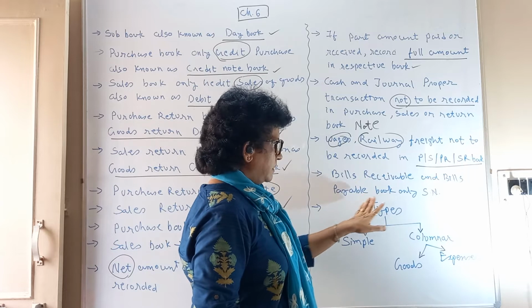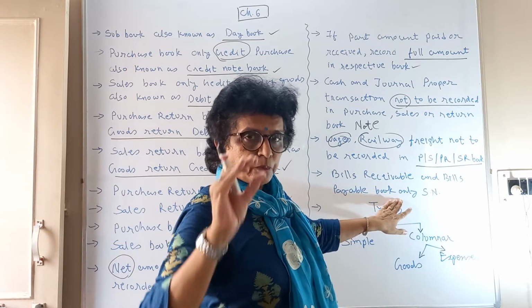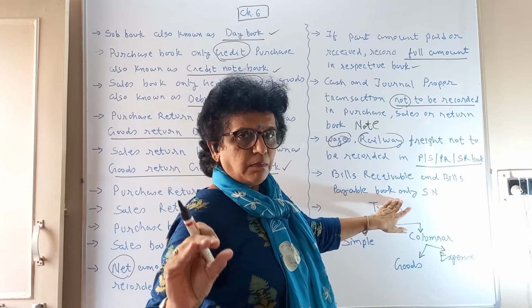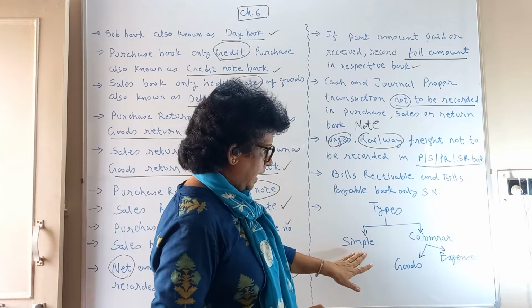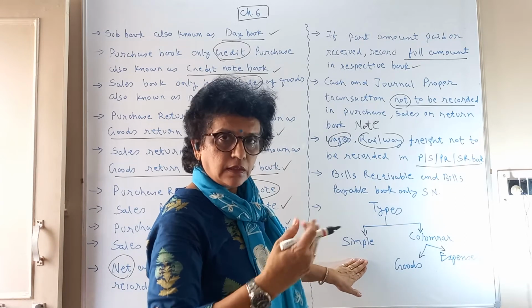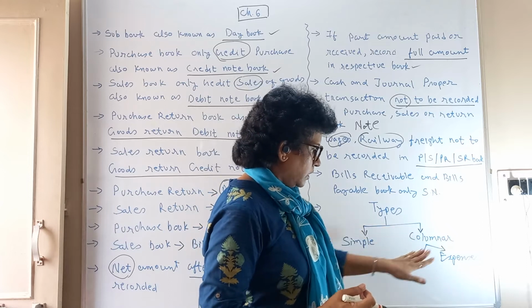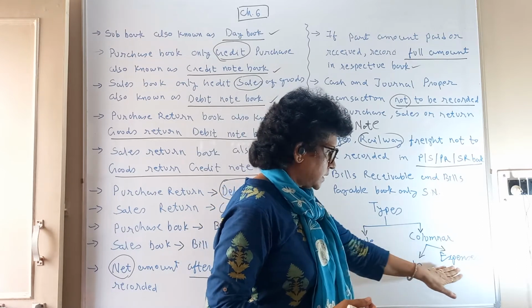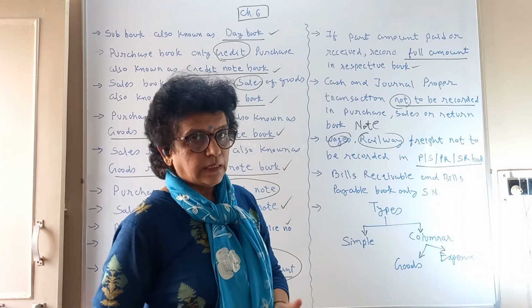Bills receivable and bills payable books are for the short note. You have no example, so only the meaning is to be remembered and the format to be gone through. The types are there. We have the simple type. We have learned the simple preparation of the purchase book and sales book. We have the columnar type. Columnar books are for goods and a column for expenses. All those things we have already learned in detail.